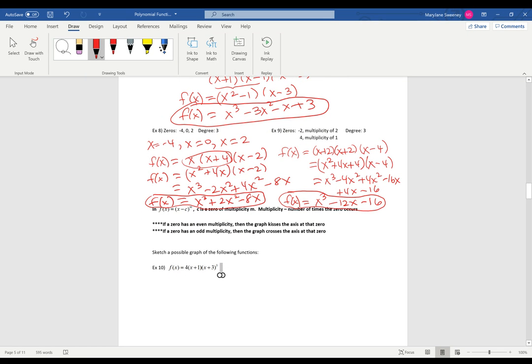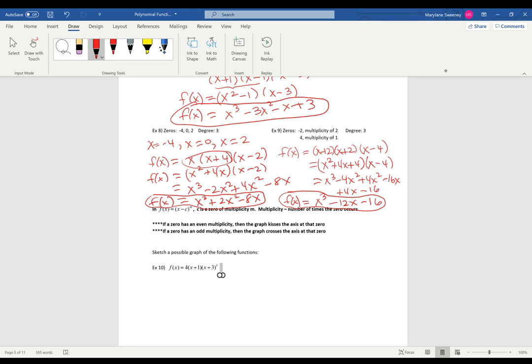Okay, so (x - c) to the mth power. c is a zero of multiplicity m. m is the number of times the zero occurs. If a zero has an even multiplicity, the graph kisses the axis at that zero. If it has an odd multiplicity, then the graph is crossing the axis at that zero.